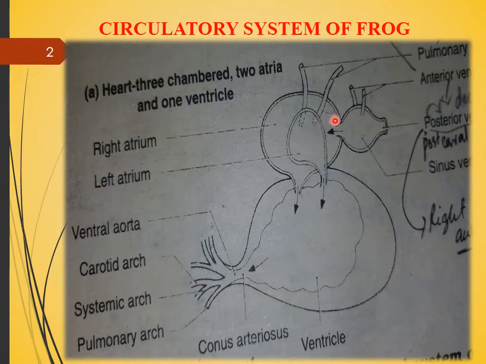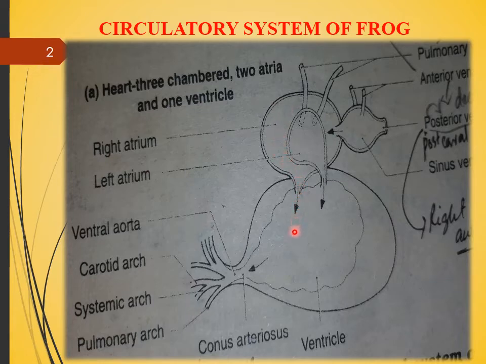Then from the sinus venosus blood moves towards this backside chamber. That backside chamber is known as the right atrium, because you know very well the right side of a heart always possesses deoxygenated blood. From the sinus venosus, blood moves toward this backside chamber, known as the right atrium.